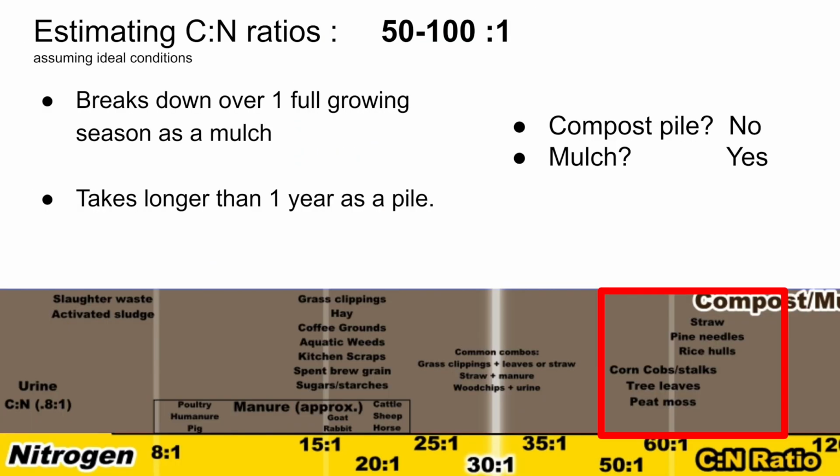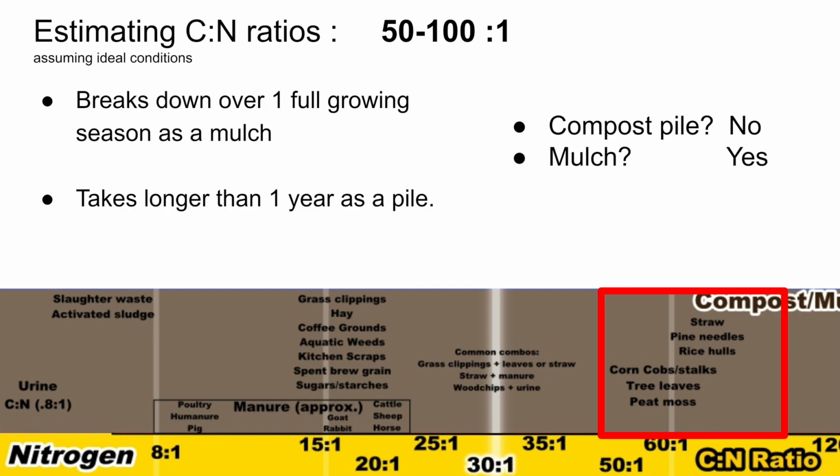Okay, back to our carbon to nitrogen ratios. The 50 to 100 range breaks down in about a half to a full growing season as a mulch, or over a year in a pile. The difference is because nitrogen from the soil will assist in decomposition, whereas that nitrogen is not available in a compost pile. A compost pile in this range won't heat up and won't get stinky at all. Just think of a pile of straw or a pile of tree leaves or peat moss.